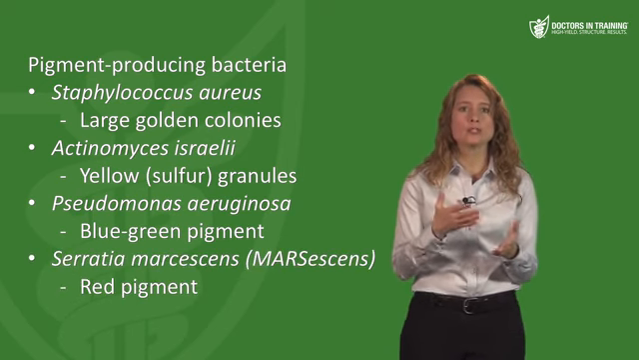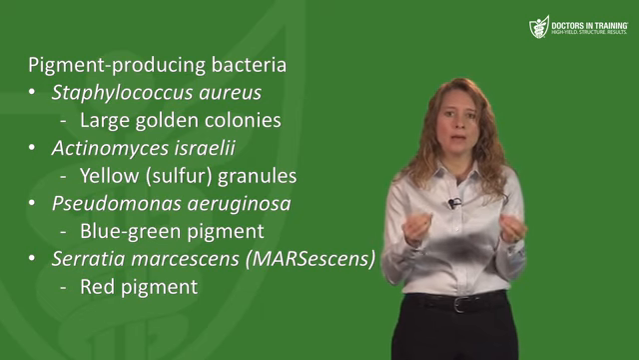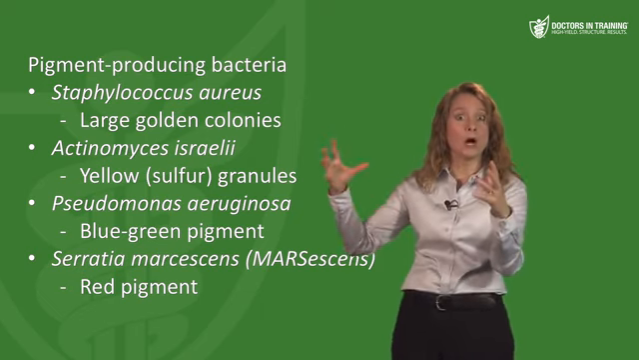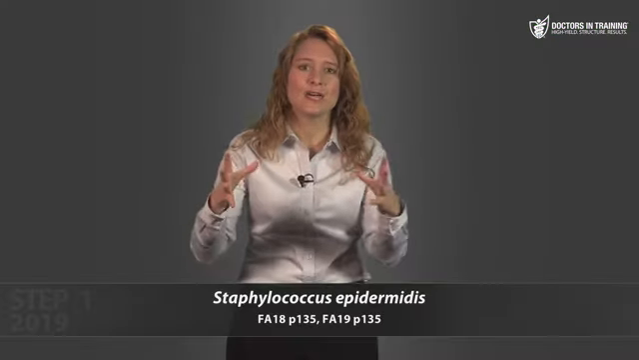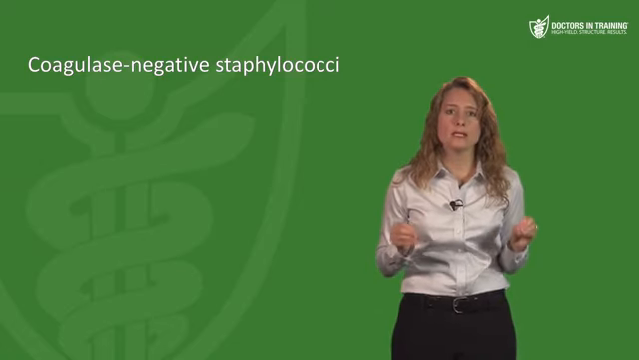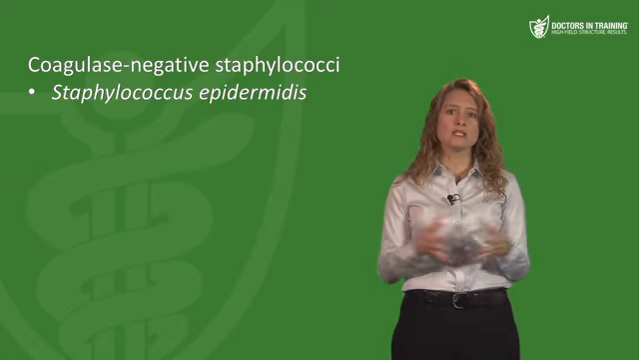Lastly, remember that Serratia marcescens has a red pigment. You can think of a maraschino cherry for that one, or you can think of Mars, which is the red planet. Okay, now let's keep moving through the staphylococci. Specifically, let's talk about coagulase-negative staphylococci. First, let's mention Staph epidermidis.